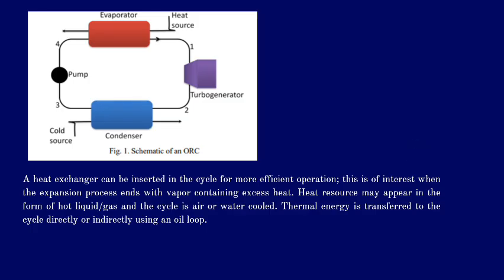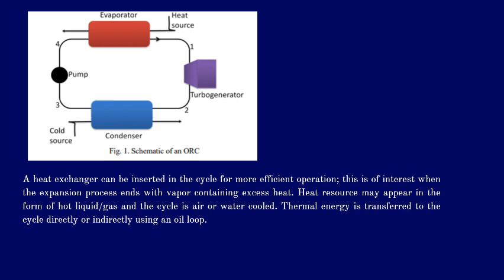Now, the organic Rankine cycle consists of four main components: evaporator, expander, condenser, and a pump. The working fluid absorbs heat in the evaporator, expands in the turbine to produce work, releases heat in the condenser, and is then pumped to repeat the cycle. A heat exchanger can be inserted in the cycle for more efficient operation. This is when the expansion process ends with vapor containing excess heat.